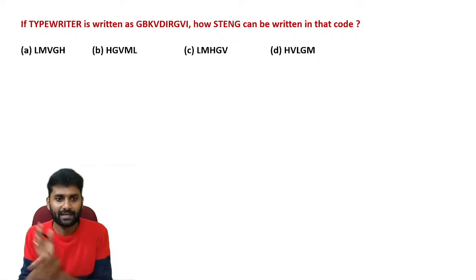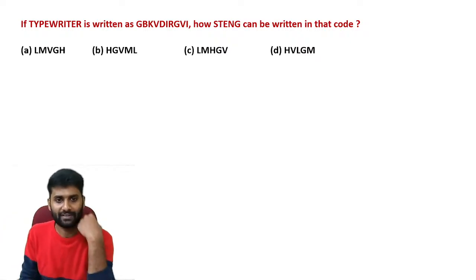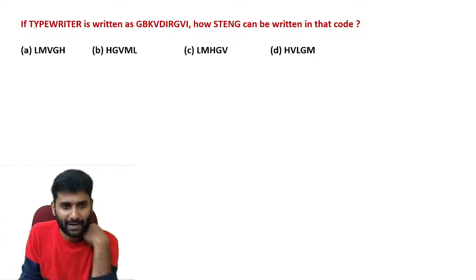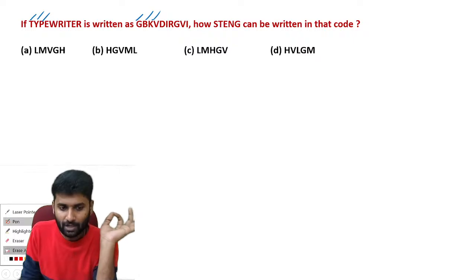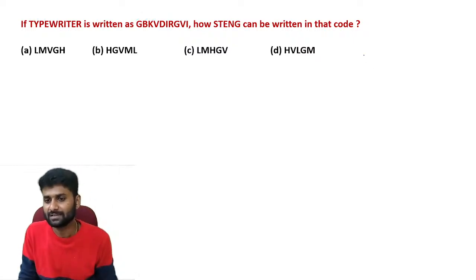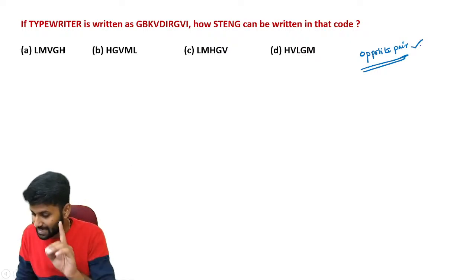Now, if typewriter is written as GBKVDIRGVI, string can be coded in that code language. Now, see, typewriter: T and G, Y and B, P and K. Guys, I will tell you one important logic regarding the alphabet. See, it's all about identifying the opposite pair. Definitely, you can expect a logic from the opposite pair. But I will help you out.